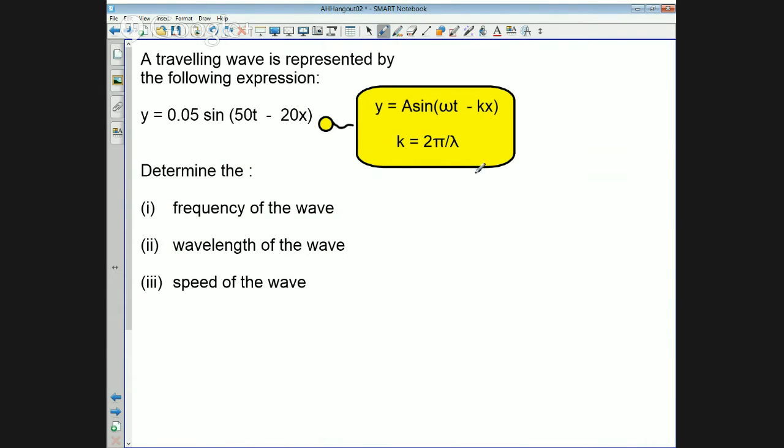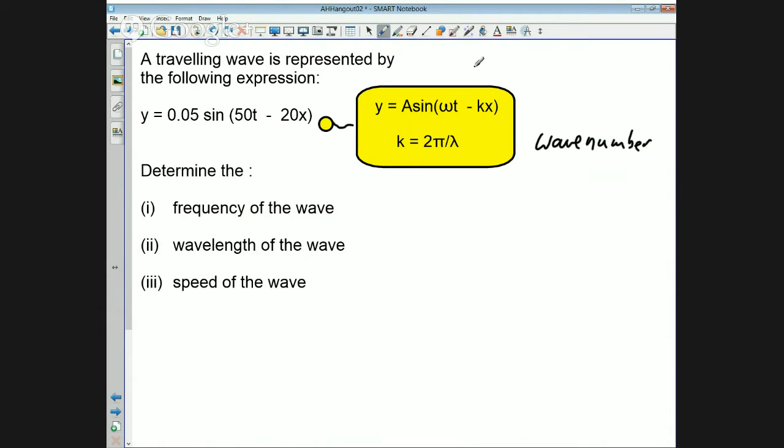When you go further in physics, you'll find out that number k is actually called the wave number. You won't need to know that for the higher, but that's actually called the wave number. K equal to 2 pi upon lambda. Now, this particular type of problem is a good problem to do in advanced higher, because all you have to do is look at the expression and compare things. And right away we can see that the amplitude of the wave has got to be 0.05.